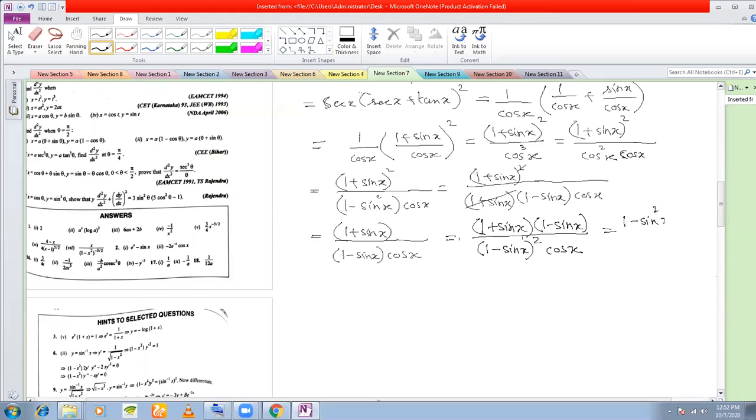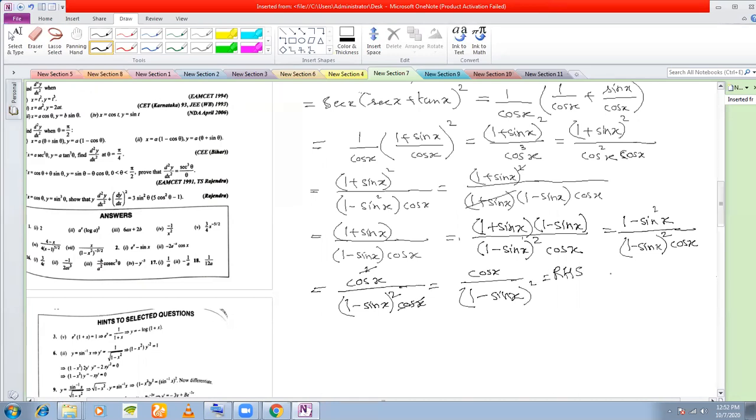Okay, so what you get here, multiplying the numerator and denominator by 1 minus sin x, is 1 minus sin square x by (1 minus sin x) into cos x. Okay, so 1 minus sin square is cos square divided by (1 minus sin x) into cos x. So now this cos x cancels here. You simply get cos x by 1 minus sin x, and this whole square is obviously there, (1 minus sin x) whole square, which is equal to your right hand side. This is what you have to prove.